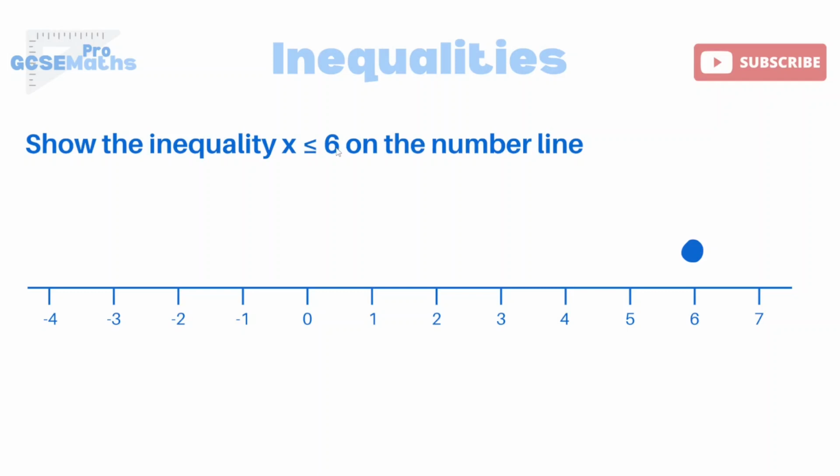Now, it's facing the 6, right? Which means 6 is bigger than x. So my arrow is going to be drawn to the left this time. Anything smaller than 6. So 6 or anything smaller. And that is literally it.